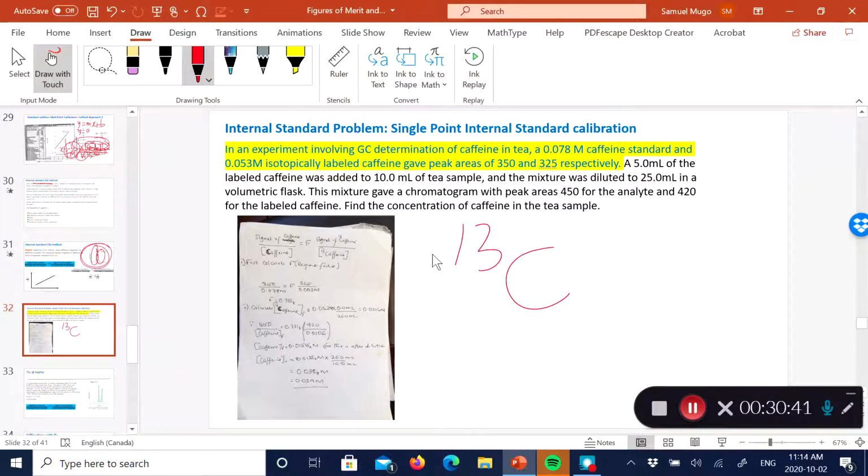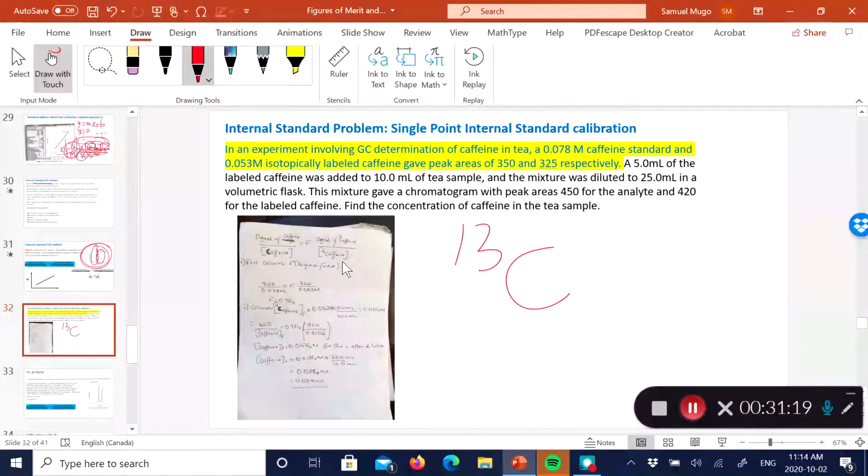That's how you do isotopic labeling, where you knock out one of the atoms or elements in the structure and replace it with a heavier isotope of that element. That's an isotopic label, and that's how you do labeling. So in this case you took the caffeine standard, analyzed it using the GC, and got a peak of area 350. Then you analyzed the isotopic label internal standard of a known concentration, and you got 325.